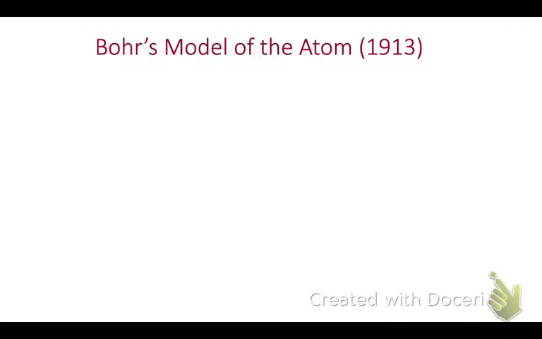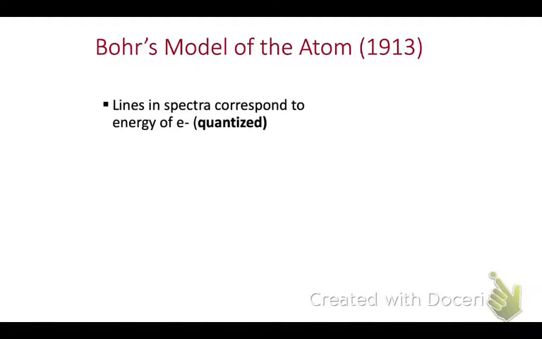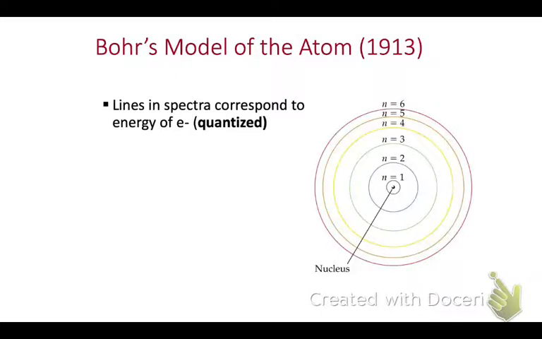So that led Bohr to have his first model of the atom. He said that the lines in those spectra correspond to quantized energy of electrons. So he is picturing the following. The nucleus is in the center where protons and neutrons are located. But then he is picturing that electrons are occupying certain energy levels, which are the circles around the nucleus. Each one of them has a different energy. N1 is one energy, N2 is a higher energy, N3 is a higher energy, and so on.